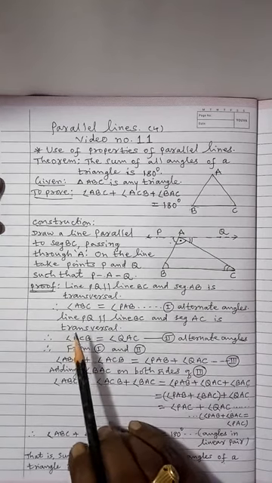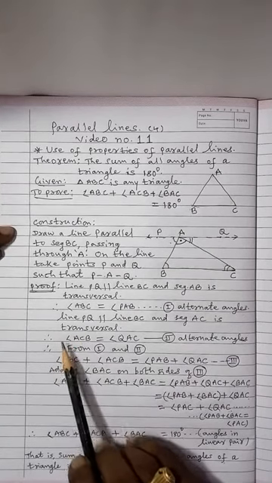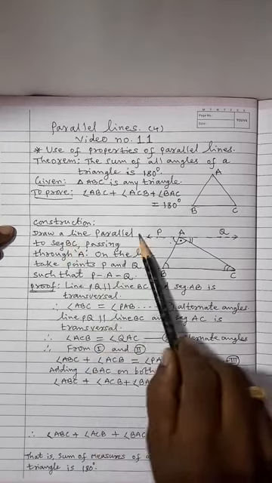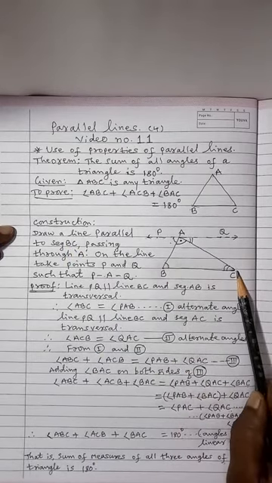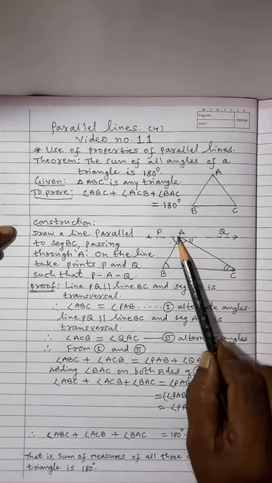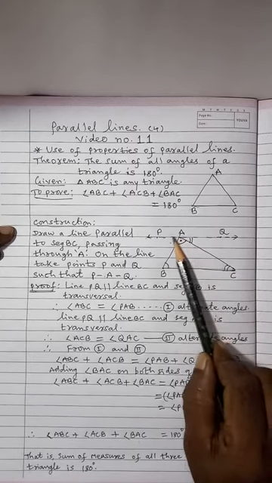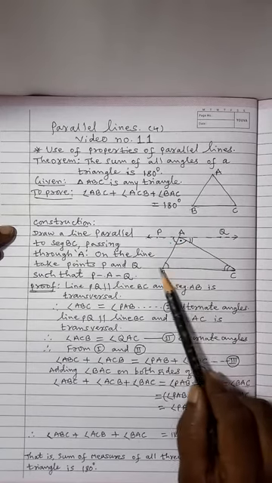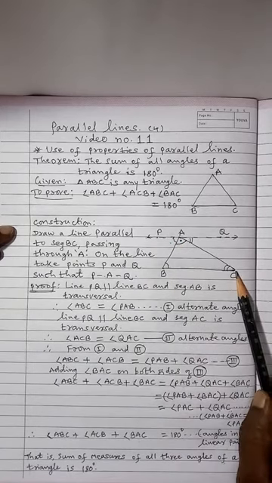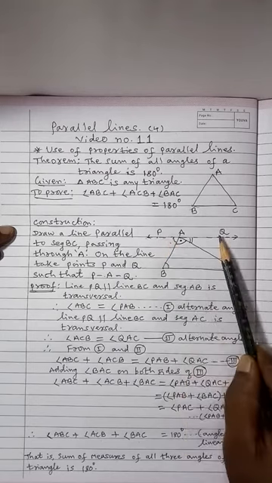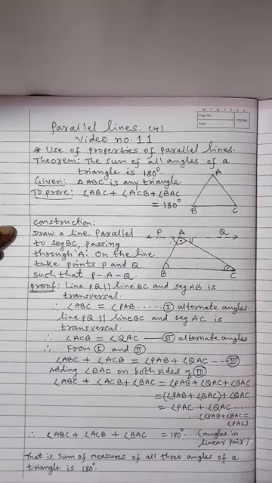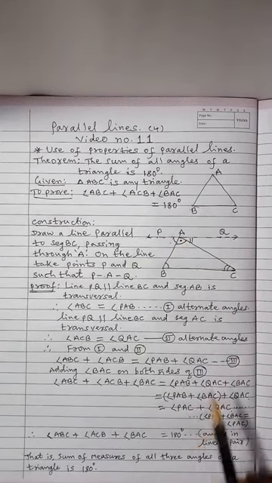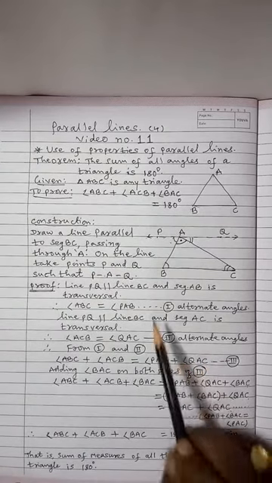Okay. So we need the construction. What is the construction? Draw a line parallel to segment BC passing through A. So through the point A, we have to draw a line parallel to segment BC. Take points P and Q on the line such that P-A-Q. This is the construction. Now we'll go for the proof.